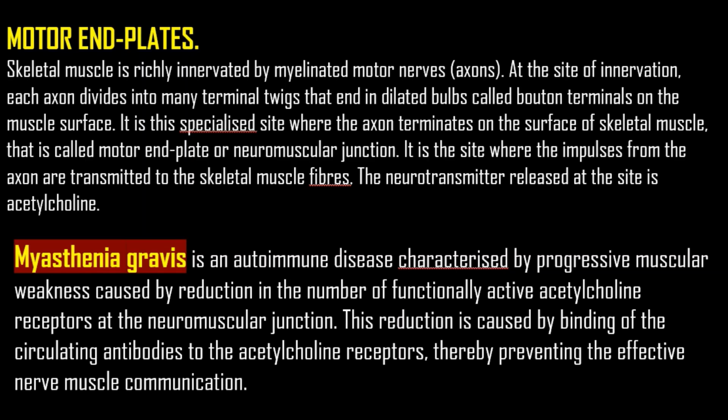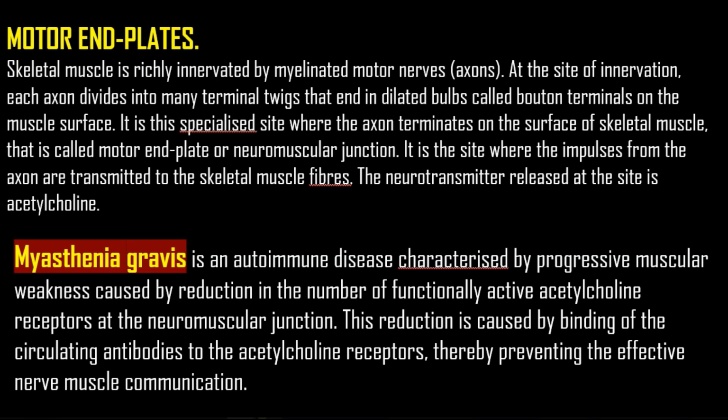Okay. The other thing that we need to understand is the motor end plates. The motor end plates are regions where the axons of nerves that innervate muscles meet muscles. That's where innervation of muscles occurs. The union between a nerve and the muscle is what we call a motor end plate. It is also known as a neuromuscular junction.